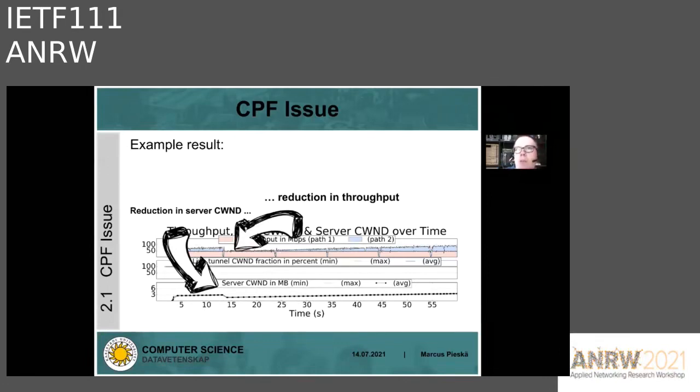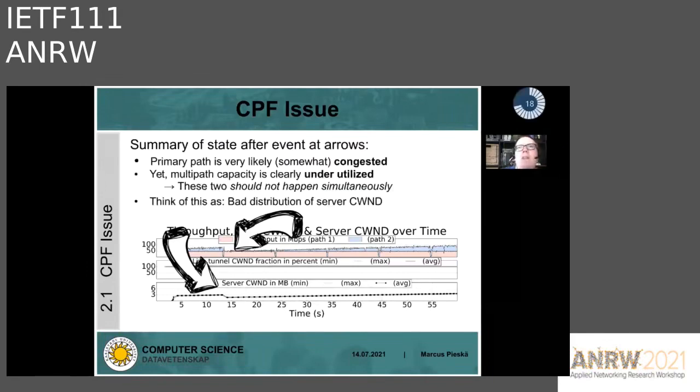This may seem in order, but it's actually quite bad, as seen when taking a closer look at the state of the network. After the event shown in the previous slide, the primary path is likely at least somewhat congested, while the secondary path is unused. If we treat the two paths as a single path for the purposes of analysis, we have both congestion and underutilization, which is something that you do not expect to see at the same time. This is obviously a malign state and can be thought of as kind of a bad distribution of the server congestion window over these two paths.